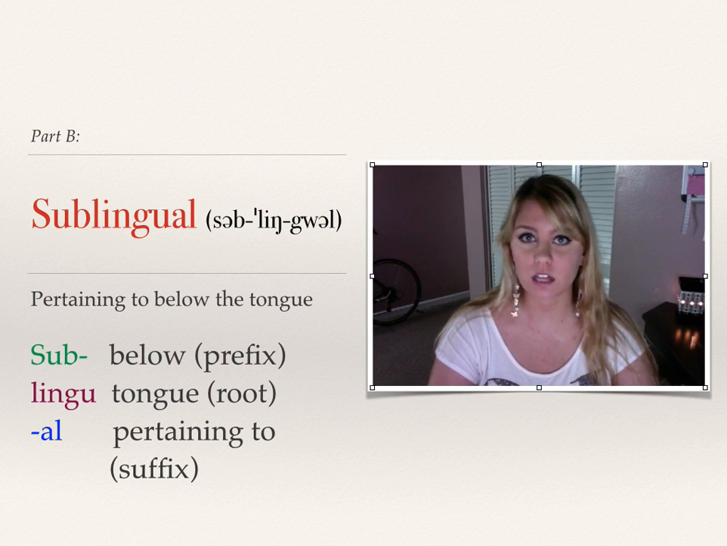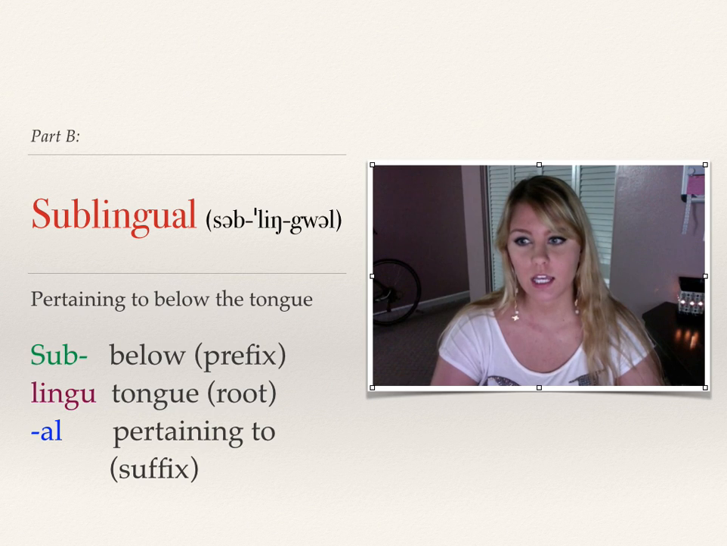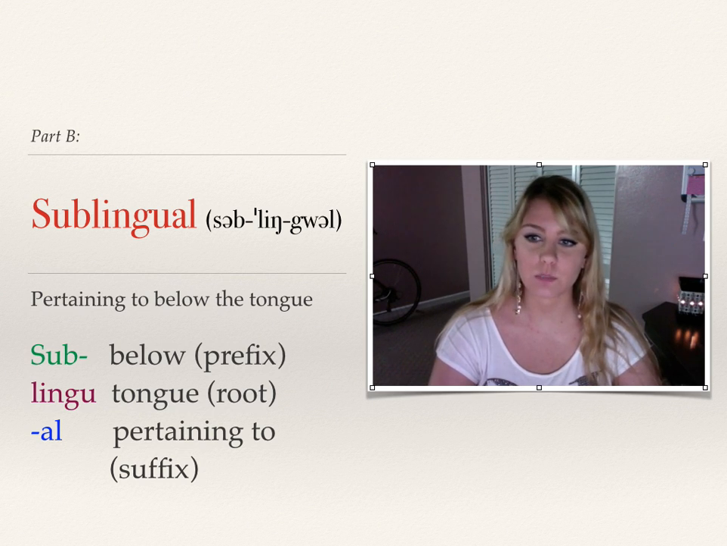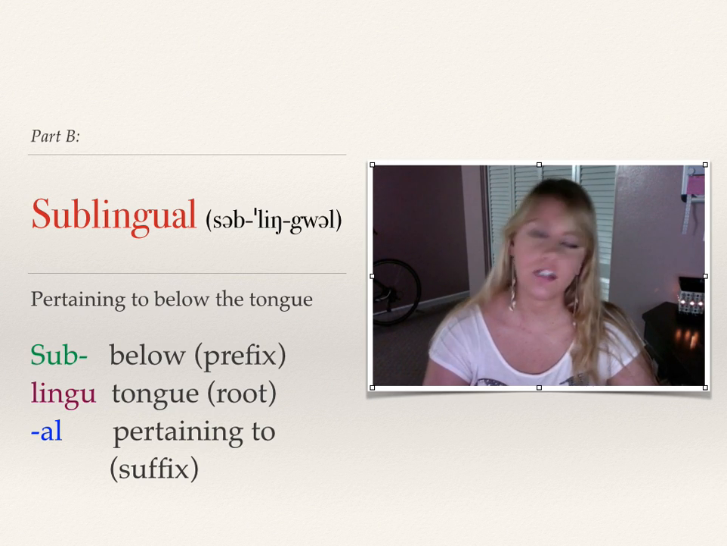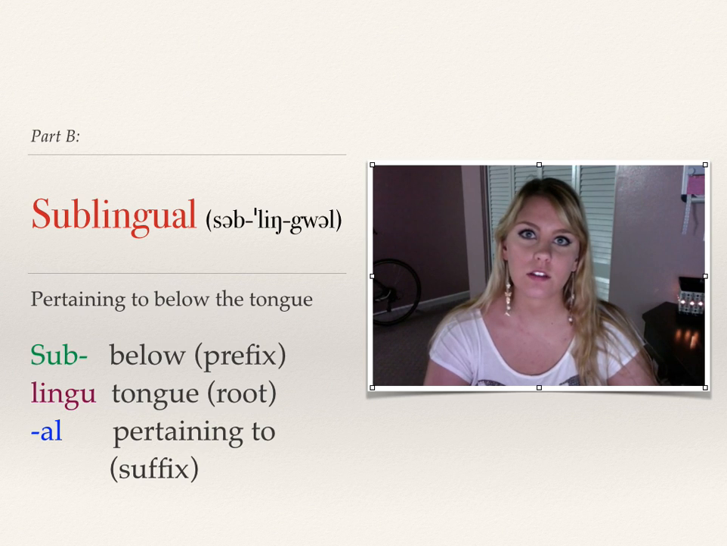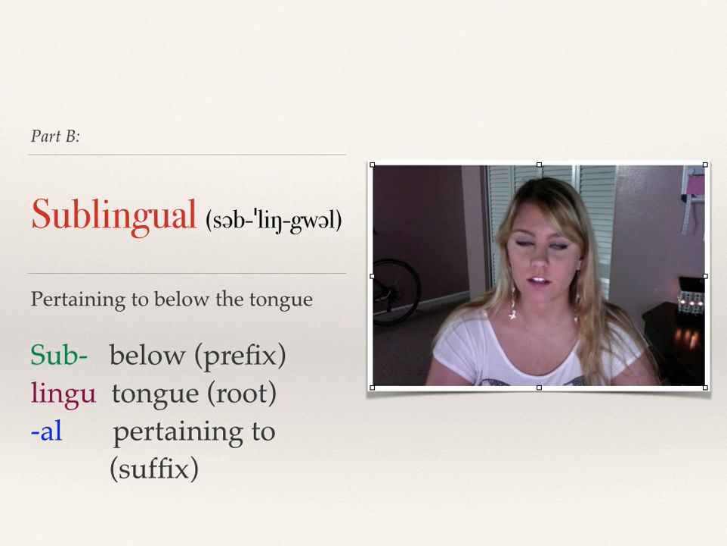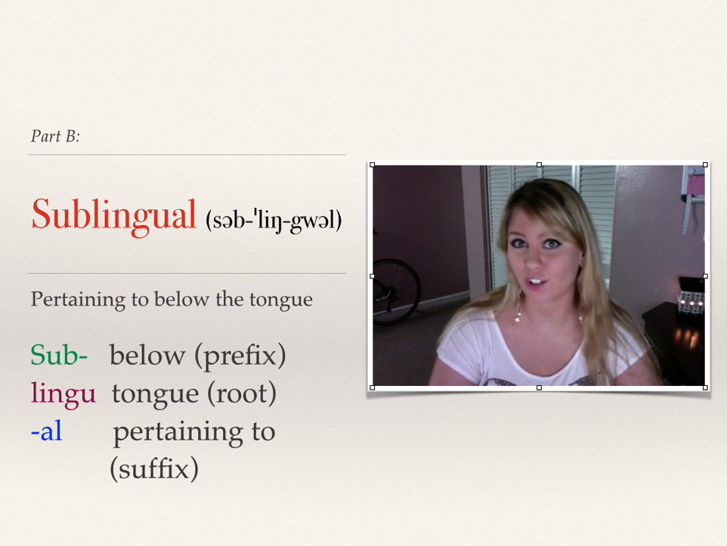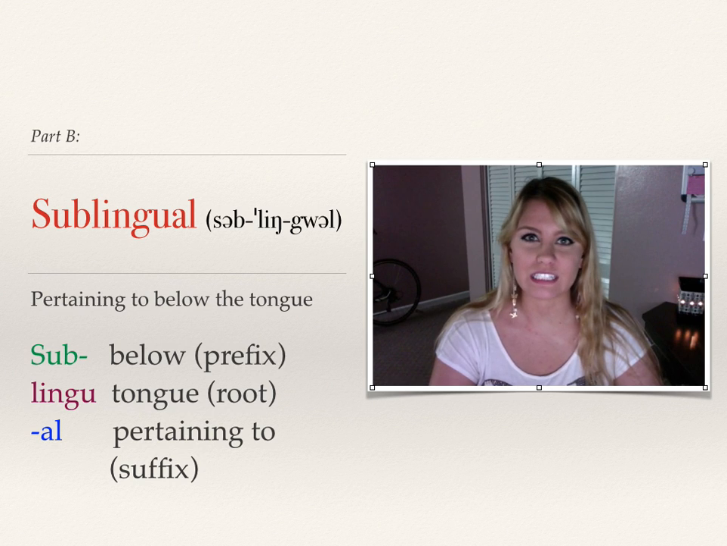It can be broken down into 3 parts. First part being sub, which means below, and that's the prefix. Lingu, which means tongue, and that's the root. And al, which means pertaining to, which is the suffix. Now, when a medication is administered sublingually, not only does it absorb fast, but it's also more cost-effective, and it doesn't hurt to administer it, basically, for the most part. Some of the disadvantages are mucosal irritation and just general distaste for it.